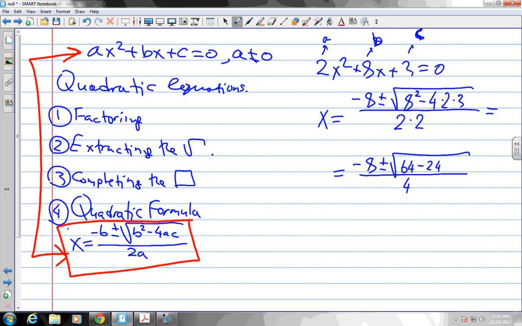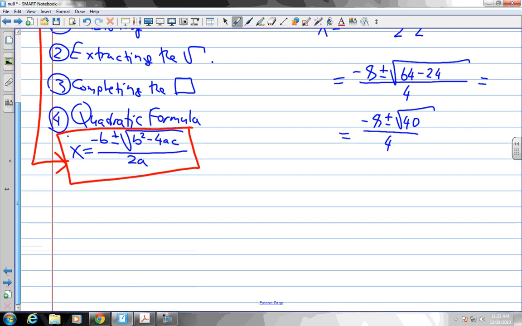Is that right? 64 minus 24 is how many? 40. Negative 8 plus or minus the square root of 40. Is 40 a perfect square? No. So what's the next best thing? 40 is 4 times 10. So I can take the square root of 4, so it's negative 8 plus or minus 2 square roots of 10 over 4.